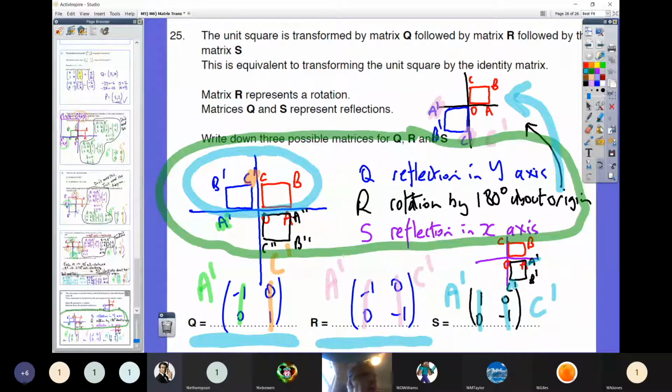The third one I had to do was then to put into matrix form S, which is a reflection in the x-axis. That's the bit I'm going to highlight in purple. How do I represent a reflection in the x-axis? Starting off with the unit matrix, A dash is still at A, isn't it? So that's the 1, 0. And C dash becomes 0, -1. That's when I reflect in the x-axis, hence my answer for S.